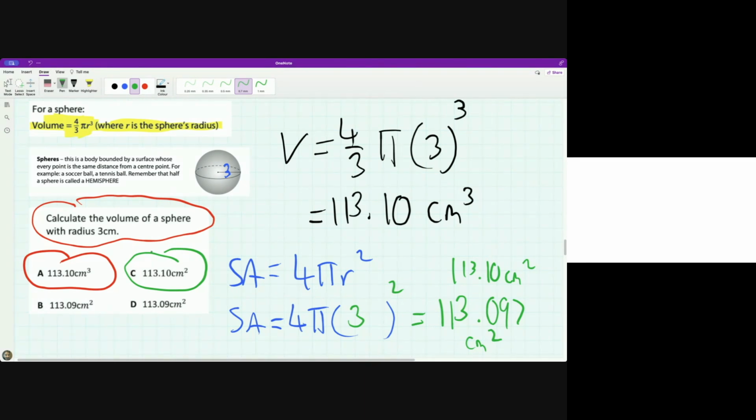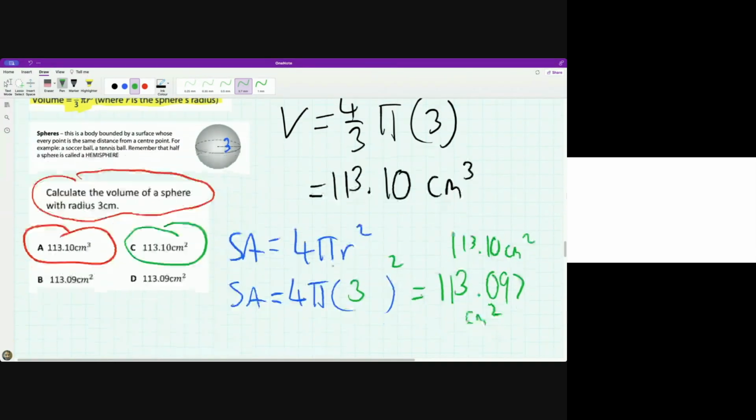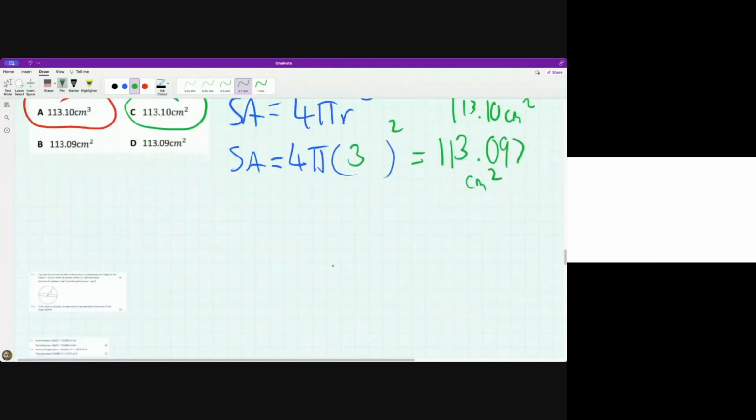Give me a thumbs up if you understand why surface area's answer is C. That was a sneaky question because the volume and the surface area are the same amount. They're just different units. Yeah. Okay, cool. But that wasn't so hard.